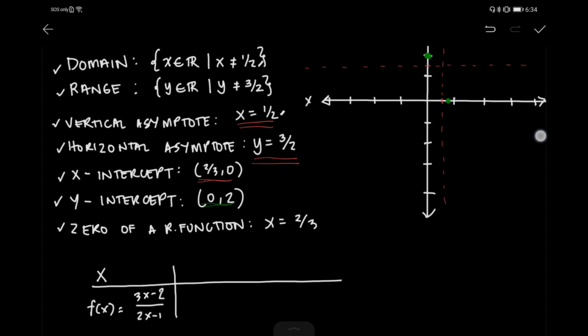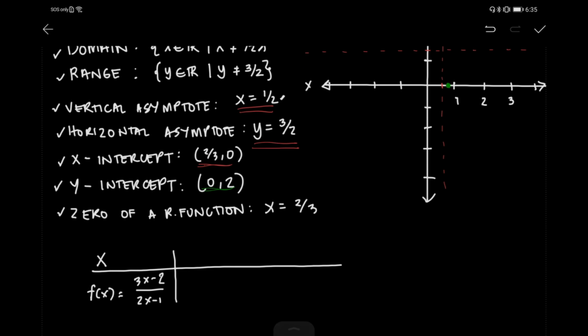So, ano-ano po ba yung mga value ng x na pwede natin kunin dito sa right side ng ating vertical asymptote? So, pwede natin kunin dito yung 1, pwede natin kunin dito yung 2, pwede natin kunin yung 3. Okay? Even 4, 5, so on and so forth. So, this time, let us proceed.